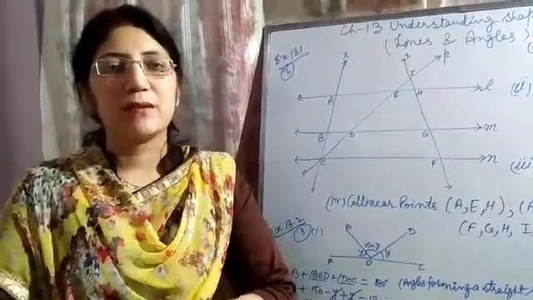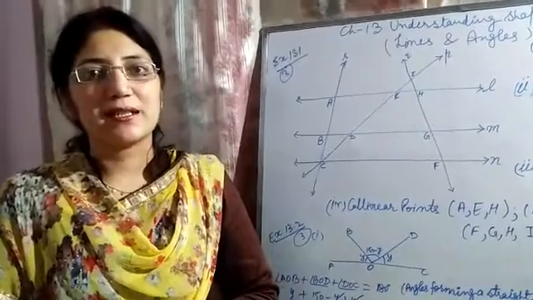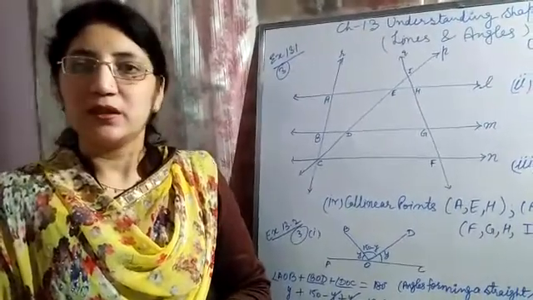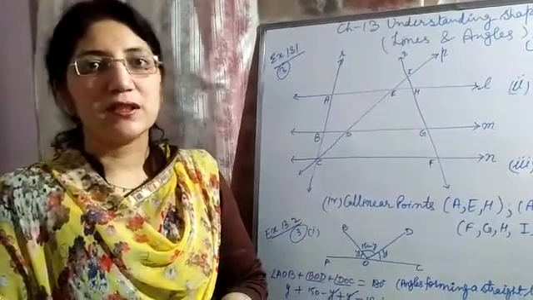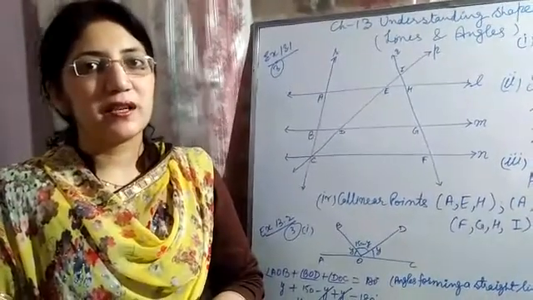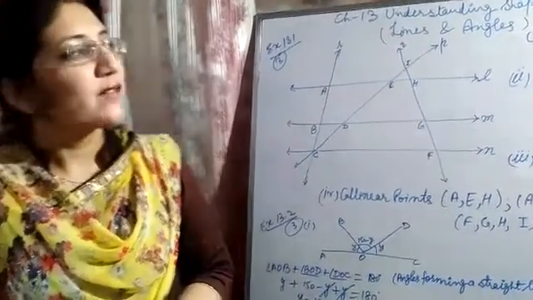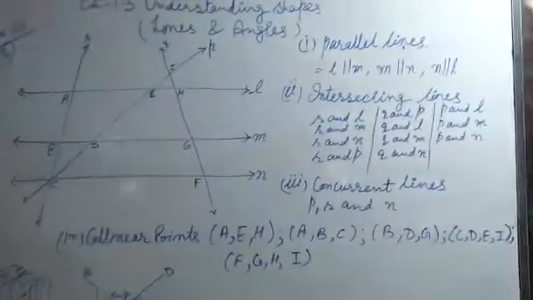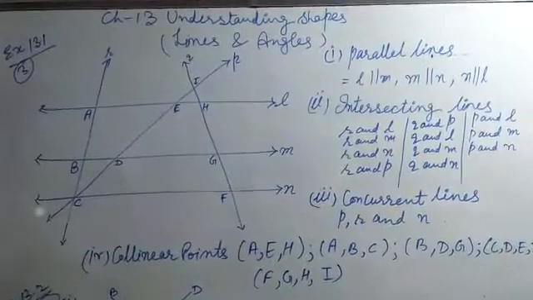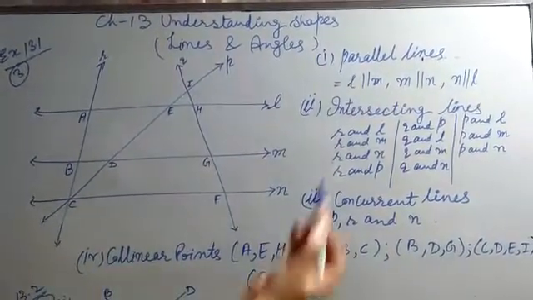Good morning, students. In our previous lecture, we started with lines and angles, and I hope you have gone through the definitions carefully and must have tried exercise 13.1. So here we are having exercise 13.1, sum number 3. This diagram is given in your book. First of all, it is asked to find parallel lines.